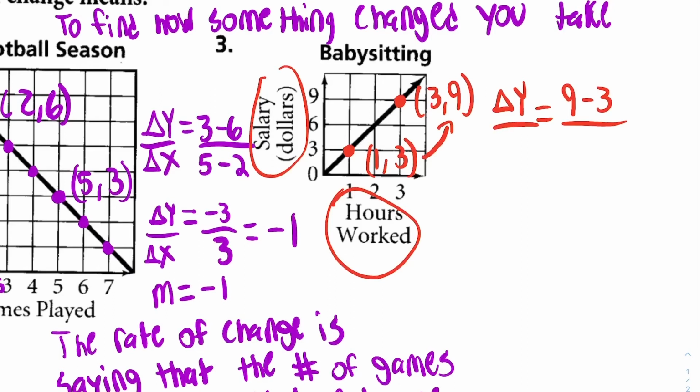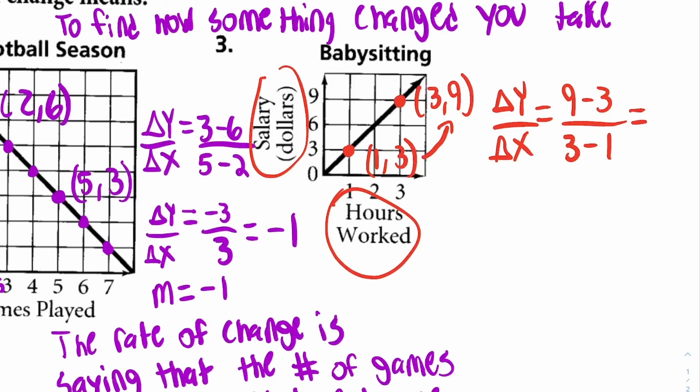And then on the bottom of this fraction, we're going to put the x's. The final x, the one on the right, is the number 3, and we're going to subtract from that the starting one, which was the number 1. Okay, yes, that isn't the actual start. The actual start is at 0, but out of the ones that I labeled, the one on the left, the starting one, was 1, 3.